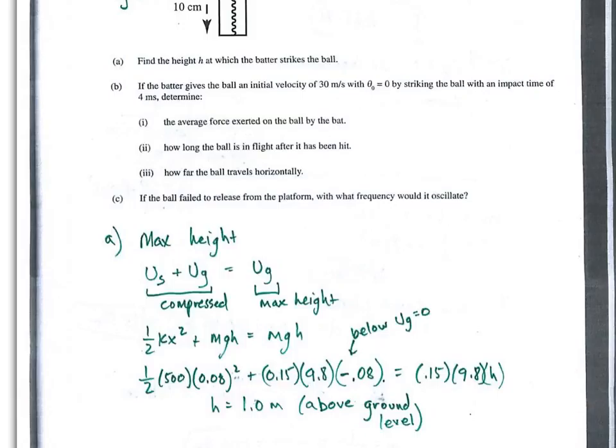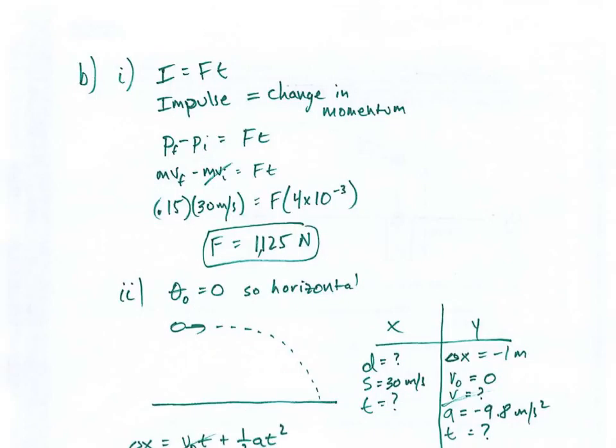Part B is broken up into 3 parts: the average force exerted on the ball by the bat, how long the ball is in flight after it has been hit, and how far the ball travels horizontally. So we're going to take a look at this now.